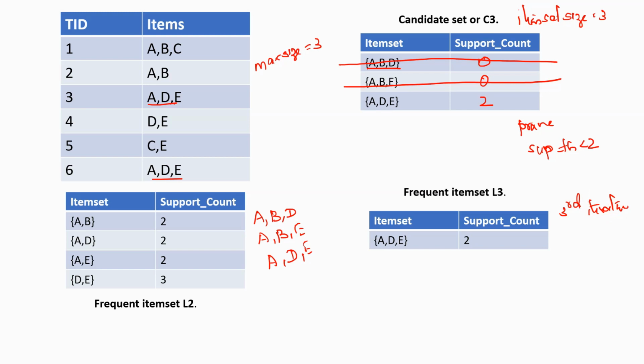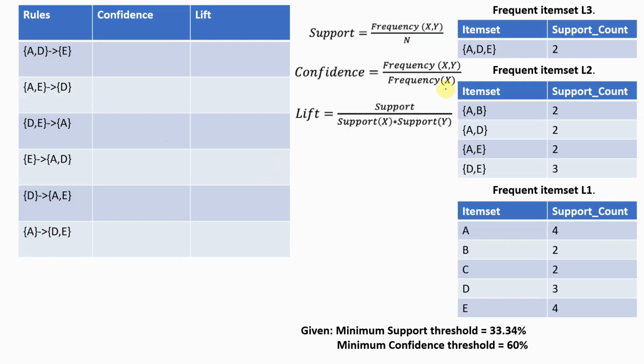Now using this, I am going to create confidence rules. I have my frequent item sets of size 1, size 2 and size 3. The final set we have is ADE. From this final set, I need to create a rule X to Y. I am trying to create combinations from this, so it may be AD with E, or I can create a combination of AE with D.